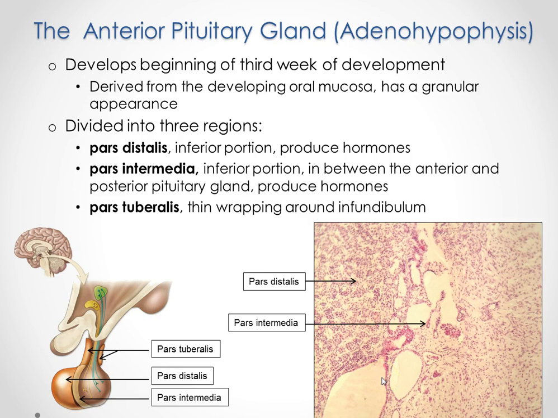On the slide, it can look a couple different ways. Some of the slides, that pars intermedia will have these big cysts, these big open spaces. Other slides will have just a cleft, a white line that's going to separate that pars distalis from that posterior pituitary gland. So on the slide, make sure you can distinguish anterior pituitary from the posterior, and then also distinguish the pars distalis of that anterior pituitary from the pars intermedia of the anterior pituitary gland.